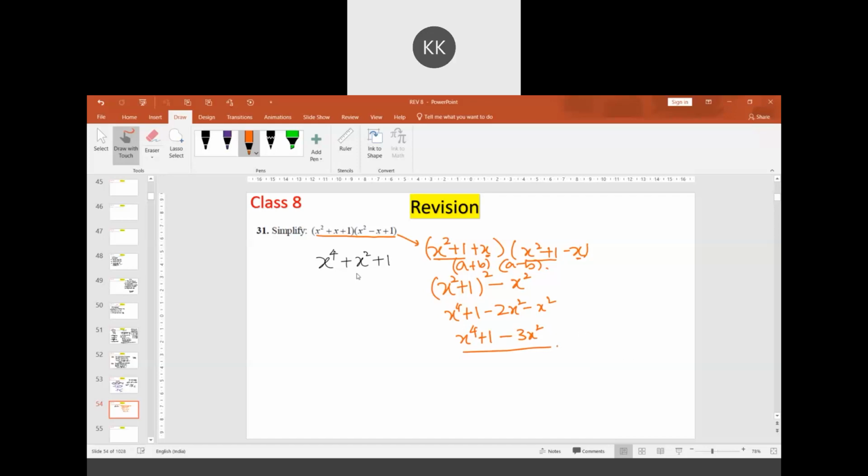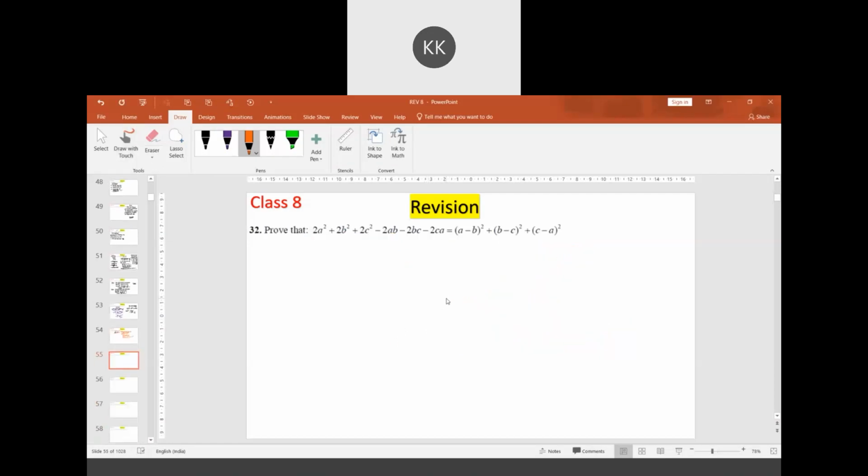How did you get this answer? Sir, I have expanded all. I made a mistake, sir. Yes, your answer and this answer are same, correct. If you expand also, you will get the same thing, but 3 times you need to multiply.